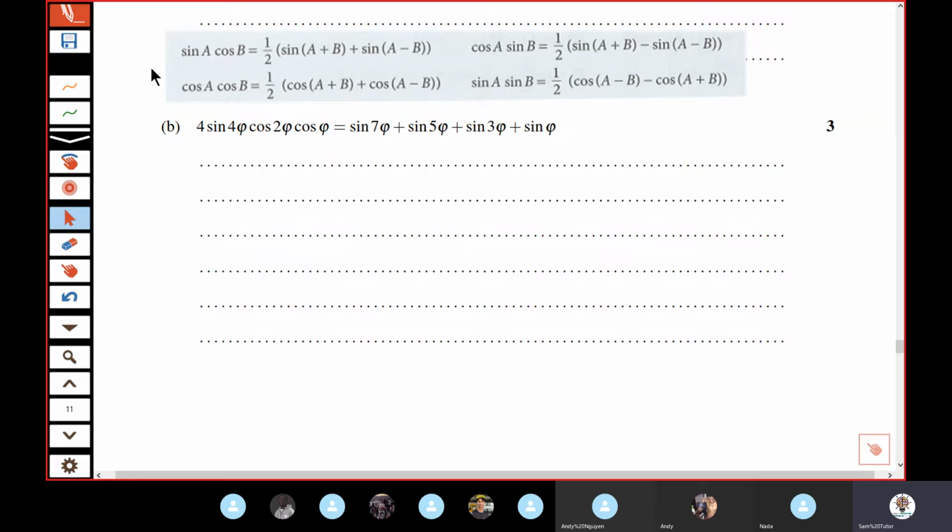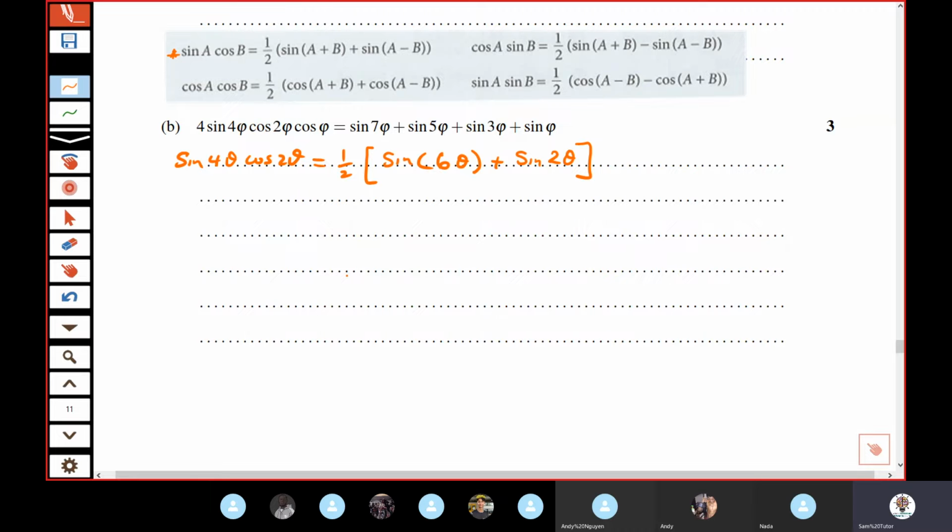So, just to get you guys started, well, again, it's up to you. Do you want to do the sine and the cos, or do you want to do the cos together first? Sine and cos, all right, so you chose sine 4 theta with cos 2 theta. So which one's that? Looks like the first one again. So that becomes half, open big bracket, sine 4 plus 2 plus sine 4 minus 2. That's it.